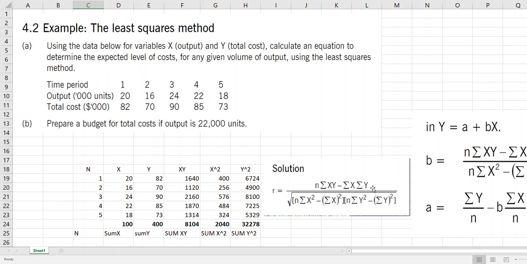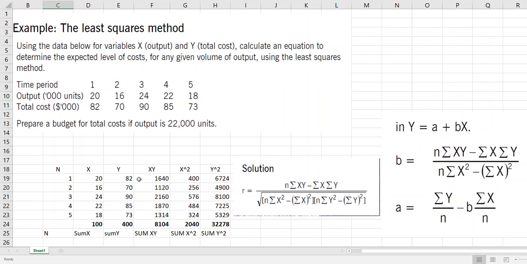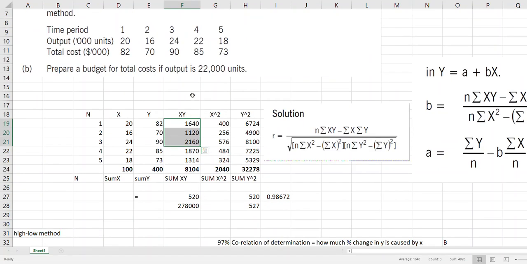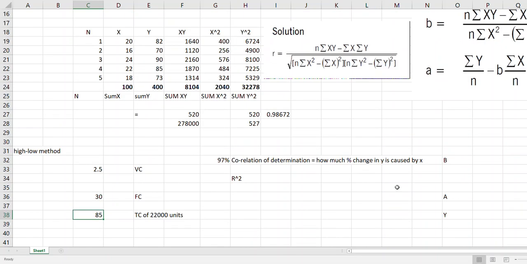So it uses the same principle here. The data that we use for it is the same data here. So we have the same principle, which is total cost equals A plus B into units. For example, if you want to find the cost of, let's say, 22 units, then we take fixed cost plus variable cost into units. That will give us total cost, which will be 85,000.